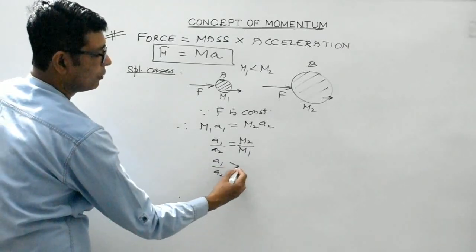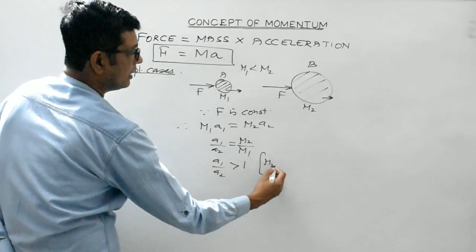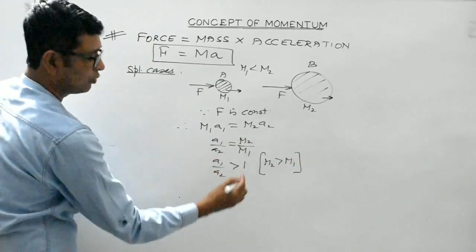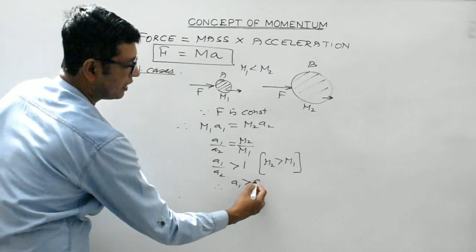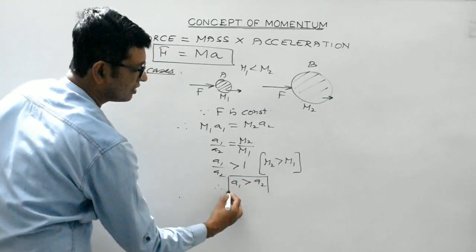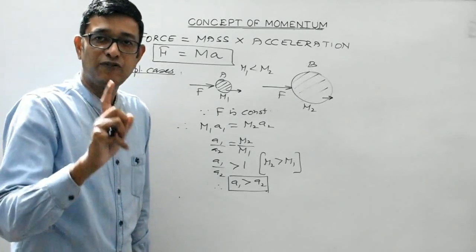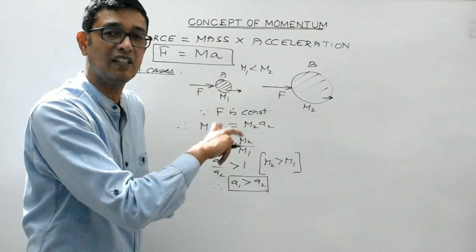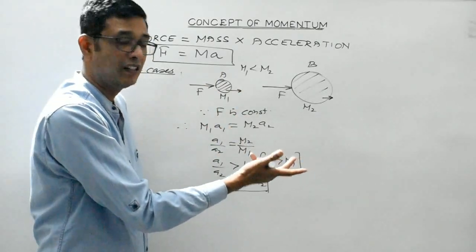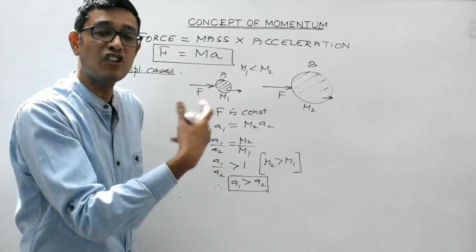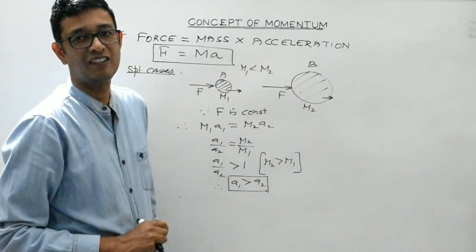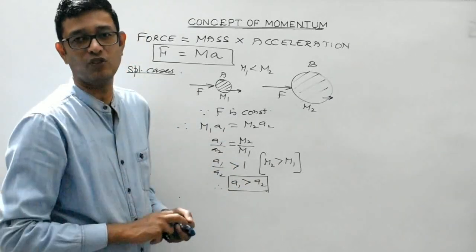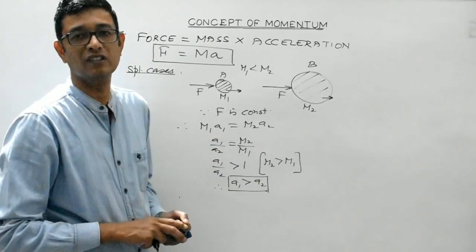a1 by a2 would be greater than 1 since m2 is greater than m1. This is the heavier body, this is the lighter body. Therefore a1 is greater than a2. So what does it suggest? If the same force is applied on two different bodies, one of lighter mass and the other of heavier mass, then the force will produce a larger acceleration on the lighter body. Isn't it? The lighter body will get accelerated through a greater amount. So that's the first concept.